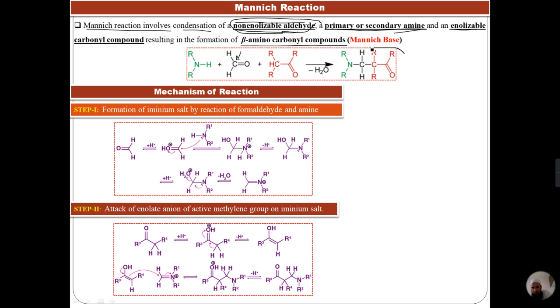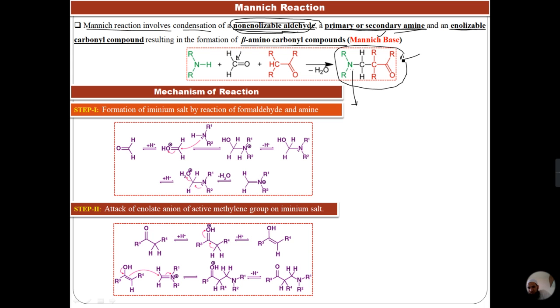ये जो beta aminocarbonyl compound है, its name in the organic chemistry is Mannich base. It's a base since its nitrogen is present there. It has a lone pair, it can act as a base, Lewis base. So it's called the Mannich base.